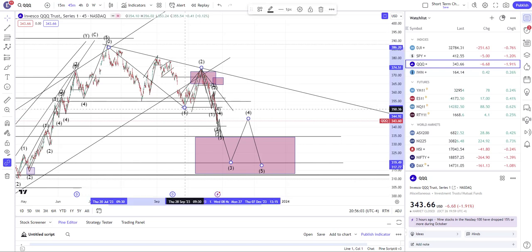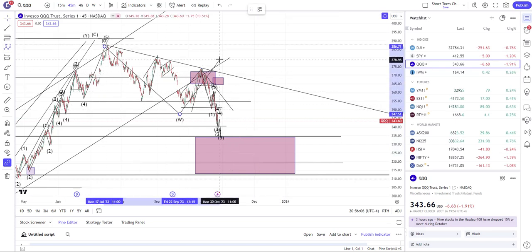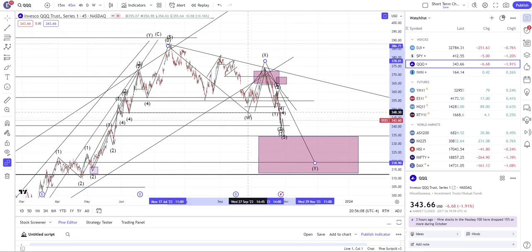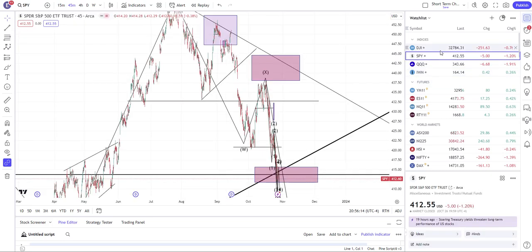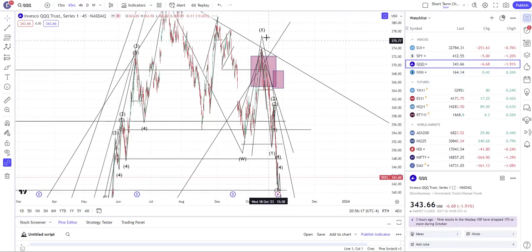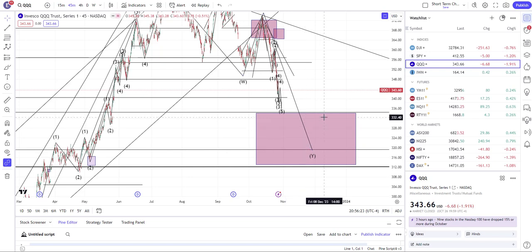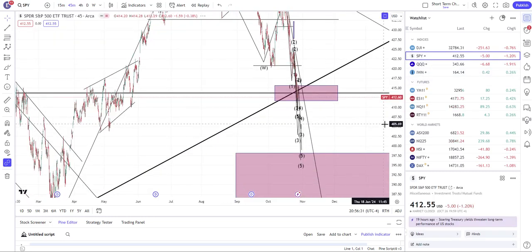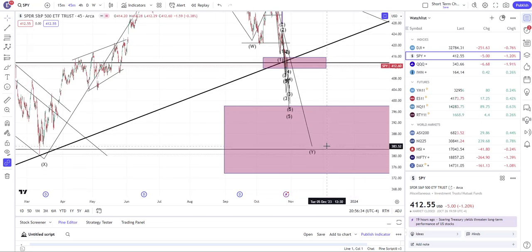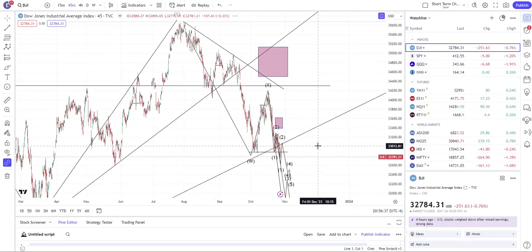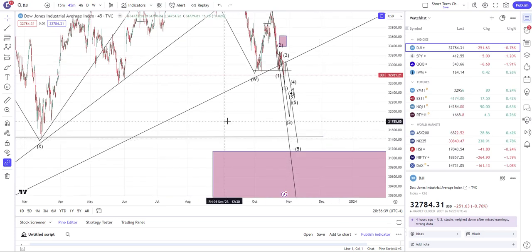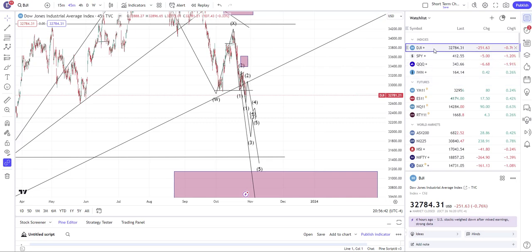This could also be a WXY, just like I have here. And I'll probably just leave it labeled like that. I think that's how I'll label the correction for now until we have evidence to believe it's something different. So I'm going to call this just a WXY correction. And I like to buy and go long in these areas. So the SQQQ at 335 in this area to 320. I like the SPY. I like going long here at 398 to 384. And the Dow Jones, I like going long at 31,002 in this area. So that's what I'll be waiting for.